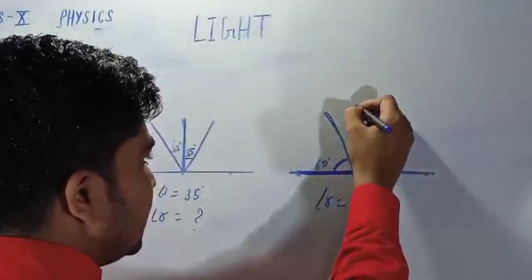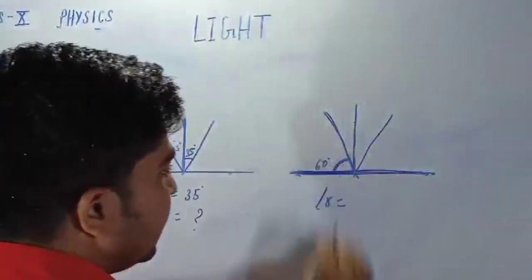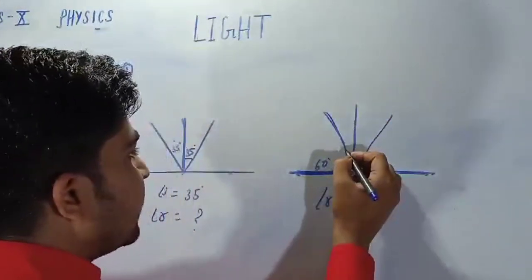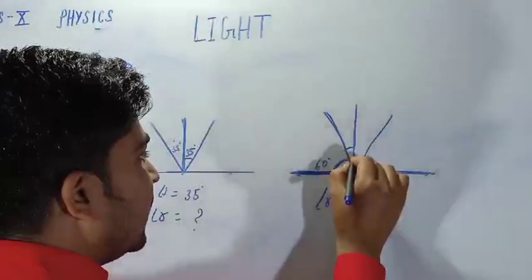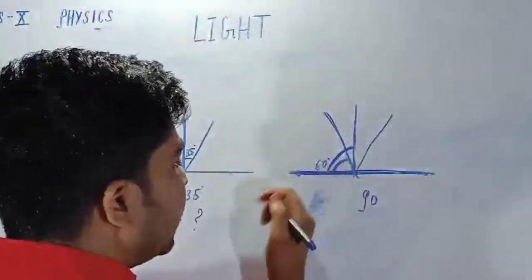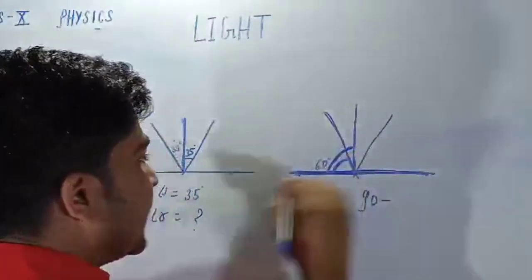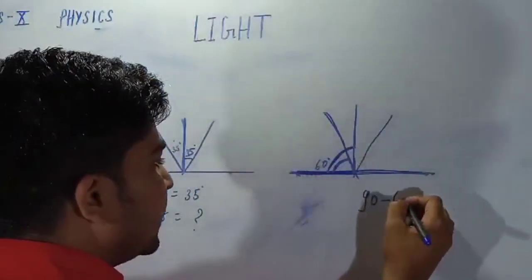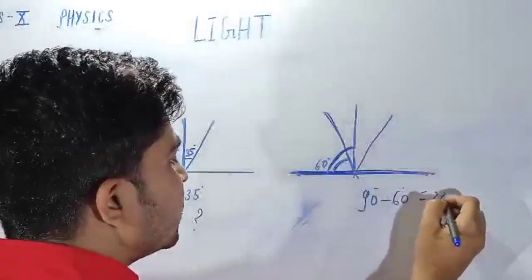We know that this is the normal and it makes 90 degrees with the surface. So simply find out this angle. This total angle will be 90 degrees. From here to here it will be 90 degrees, and you need to calculate the angle of incidence here. This is 60 degrees, so 90 degrees minus 60 degrees is equal to 30 degrees.